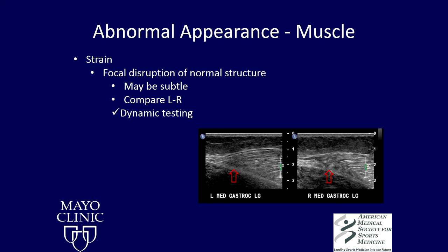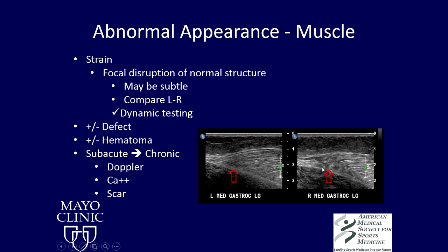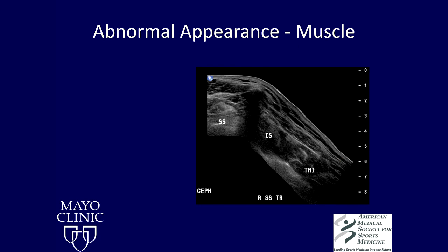Dynamic testing can also help you because you're going to have retraction of these fibers that have been torn off of the aponeurosis. You might have a defect. Sometimes you'll have a hematoma, and if it's more subacute or chronic, you might have associated calcifications, increased Doppler flow, and scar tissue formation.